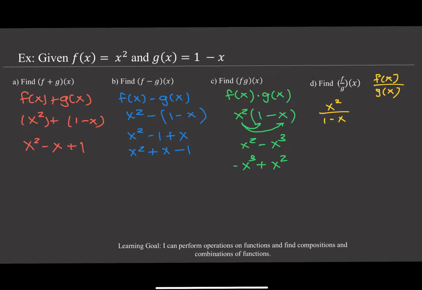So 1 minus x, if I set that equal to 0, that's going to help figure out what x values would make this denominator 0. And so when I solve for x, I get x equals 1. And so what that tells me is x actually cannot equal 1 because that's what makes our denominator 0. And so the function we obtain when we divide f and g is just x squared divided by 1 minus x, as long as x is not equal to 1.